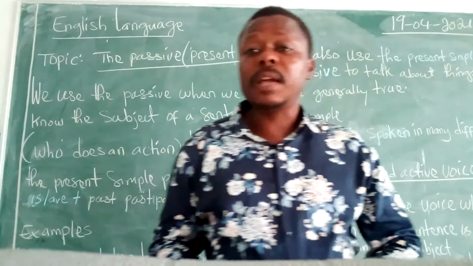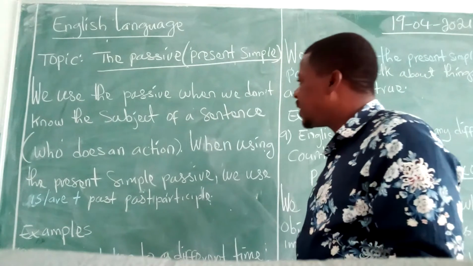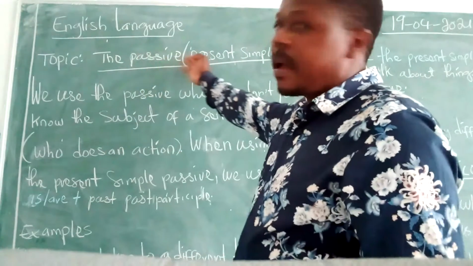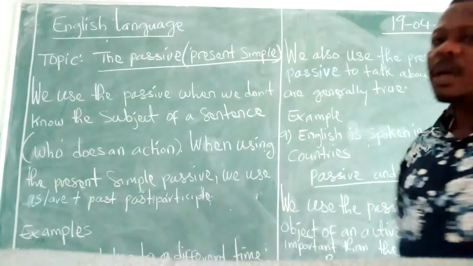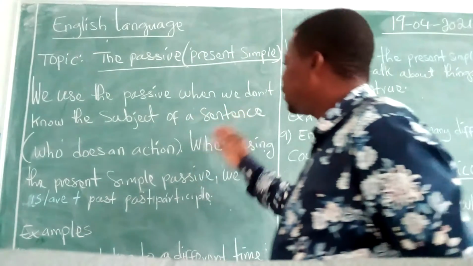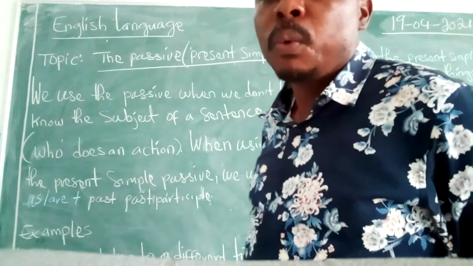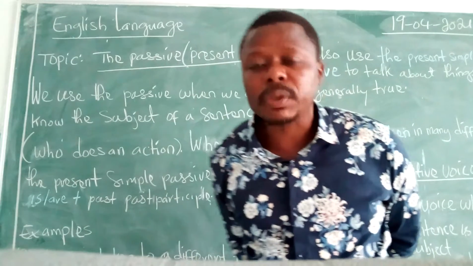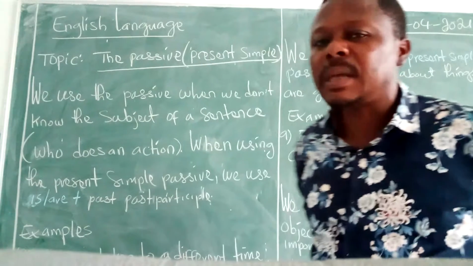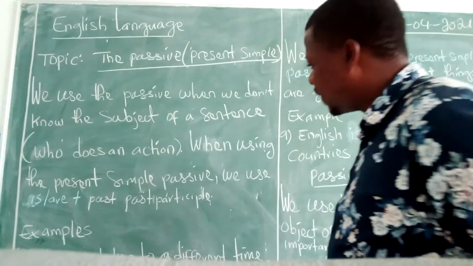Okay, shifting from that, today we are looking at the passive present simple. We use the passive present simple when we don't know the subject of a sentence, or we don't know who carries out an action. We use the passive simple present.